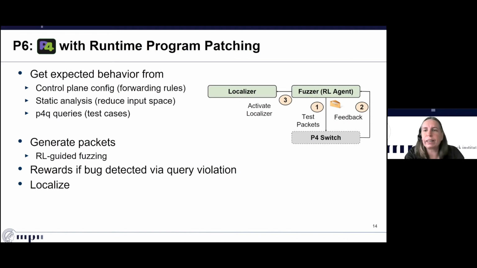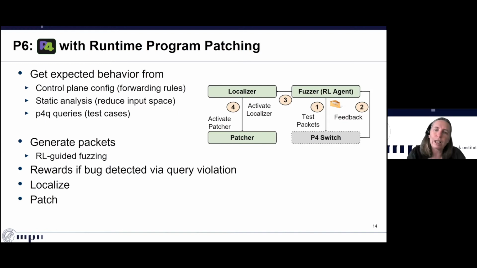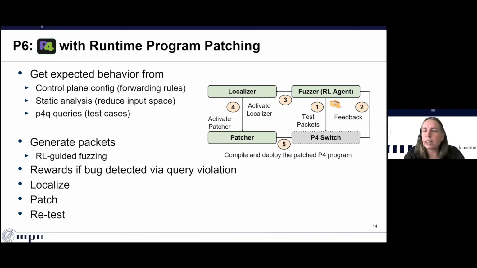Once we have that, we can see, can we actually localize in the P4 code which part of the code may be actually responsible for it? And once we have that, we can even think about, can we patch the behavior if we have certain patches available that have been used in the past and that have been proven successful. And once we have that, we can update the program, upload it to the P4 switch again, and continue on the fuzzing.